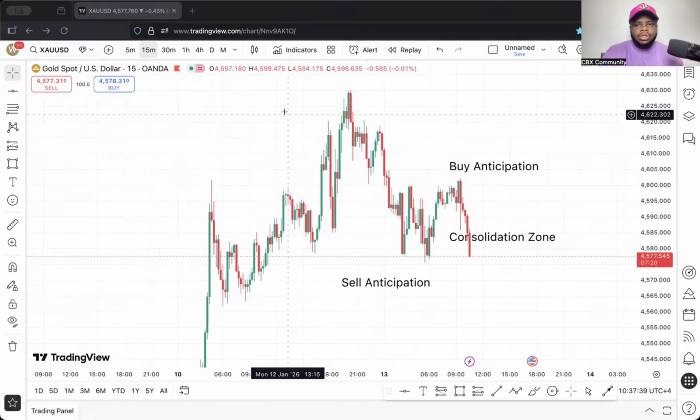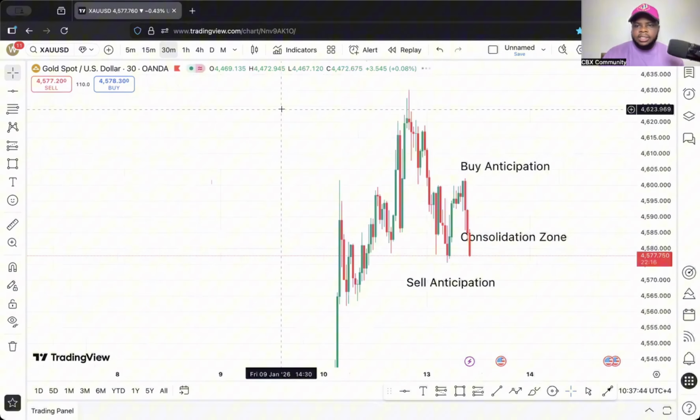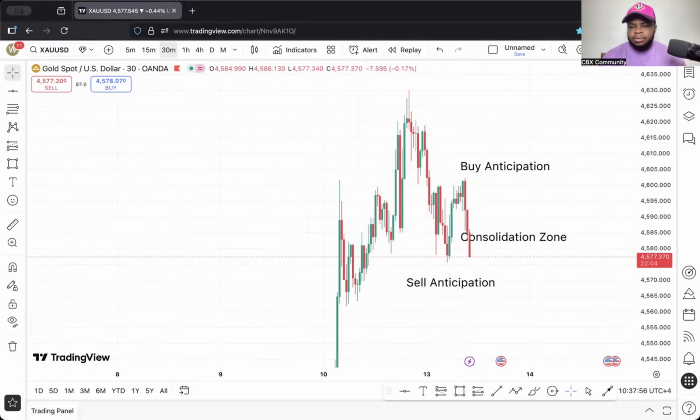So we are looking at gold. So let's identify our support zone and our resistance zone. But before we do that, let's look at the higher time frame against the lower time frame, so that for us to have an idea what the higher time frame is saying.